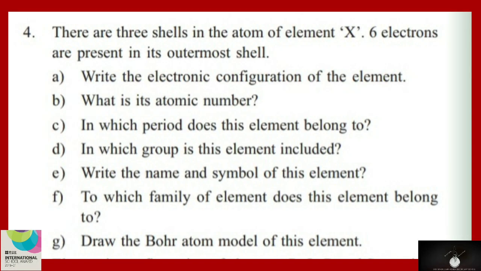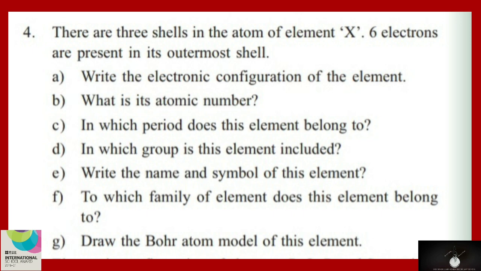There are 3 shells in the atom of an element X. So X is an element, a fake symbol is given here. 6 electrons are present in its outermost shell. What does that mean? It means that the first shell and second shell are completely filled. So what is the configuration? 2, 8, 6.